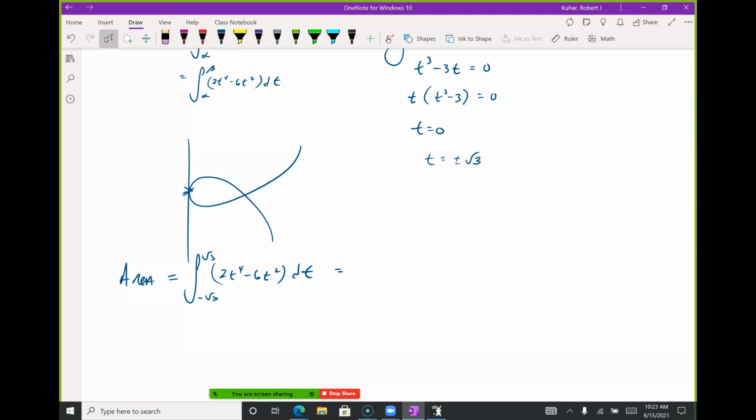Now, I could do symmetries here. Do you agree? If you remember, I certainly can start from minus rad 3 to 0 and get this top area, or I could start from 0 to rad 3 and get the bottom area. But I'll let you play around with that. We can just go with this. We got 2t to the fifth over 5 minus 6t cubed over 3, evaluated from minus rad 3 to rad 3.